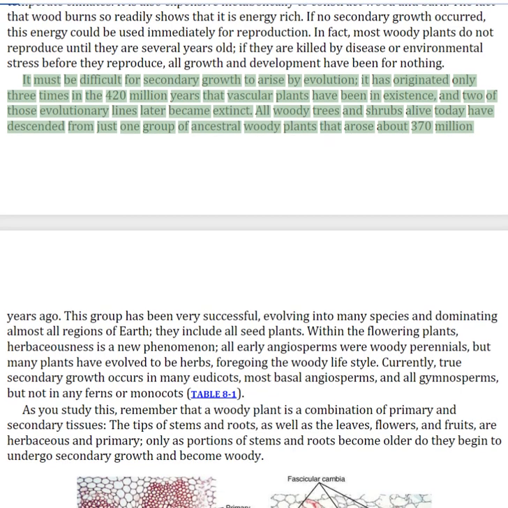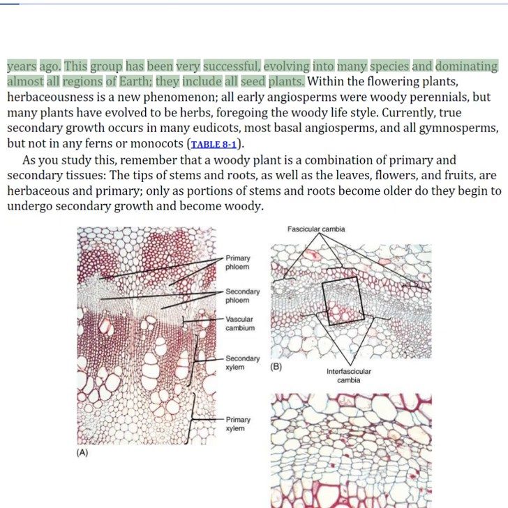It must be difficult for secondary growth to arise by evolution. It has originated only 3 times in the 420 million years that vascular plants have been in existence, and 2 of those evolutionary lines later became extinct. All woody trees and shrubs alive today have descended from just one group of ancestral woody plants that arose about 370 million years ago. This group has been very successful, evolving into many species and dominating almost all regions of Earth. They include all seed plants.